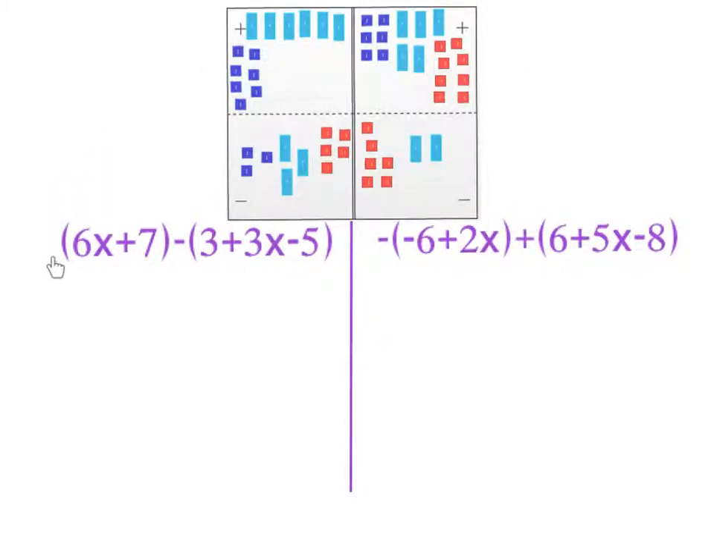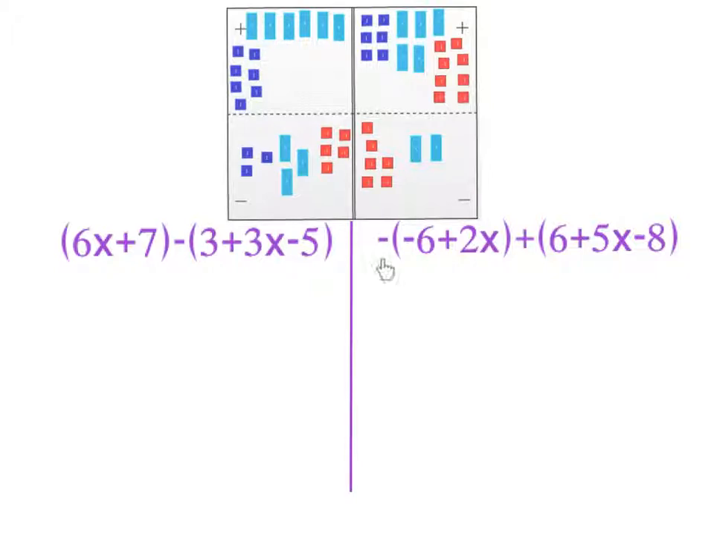So on the left-hand side in the positive region, we don't see the positive sign, but if there'd be a sign there, it'd have to be positive. There are 6 positive x's up here, and then there are 7 positives in the units. Then in the opposite region, we have 3 positive units, 3 positive x's, and then 5 negative units.